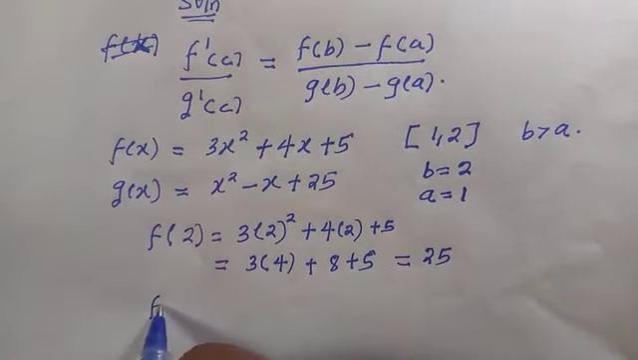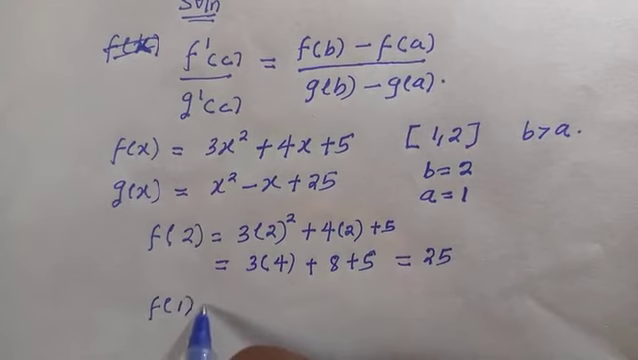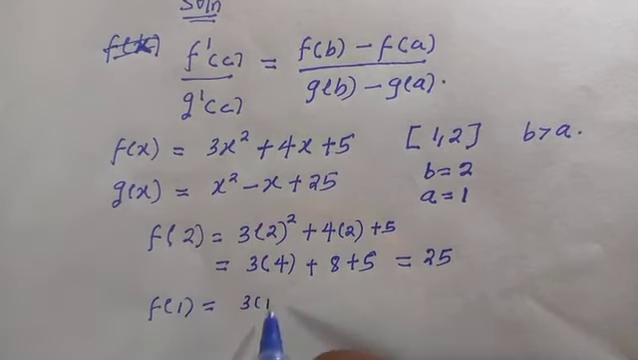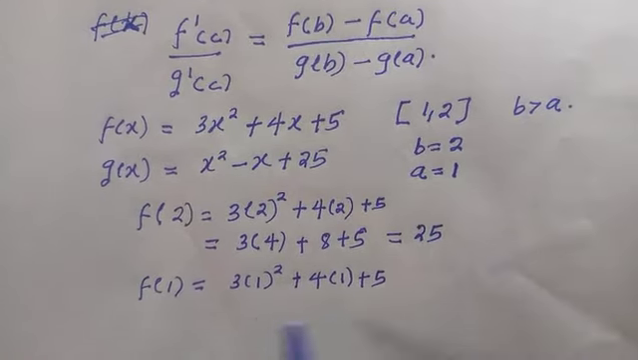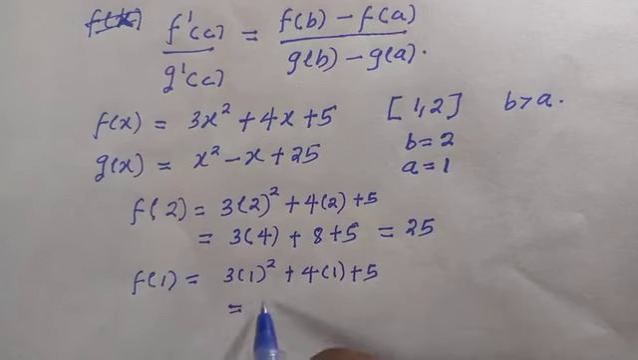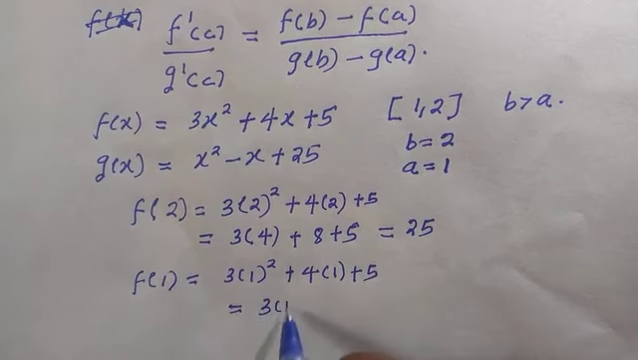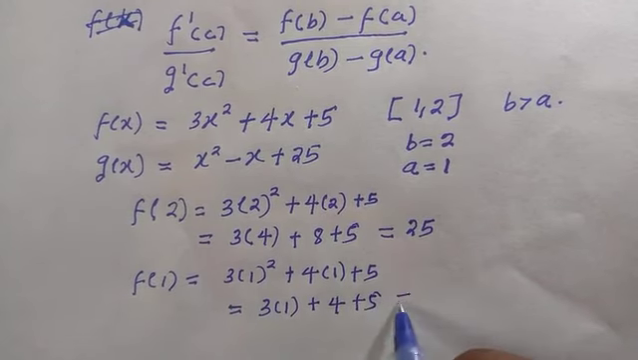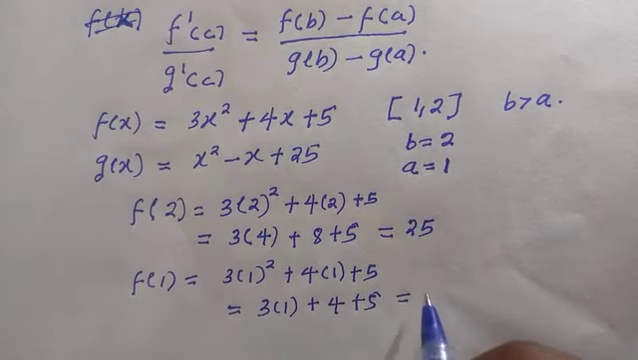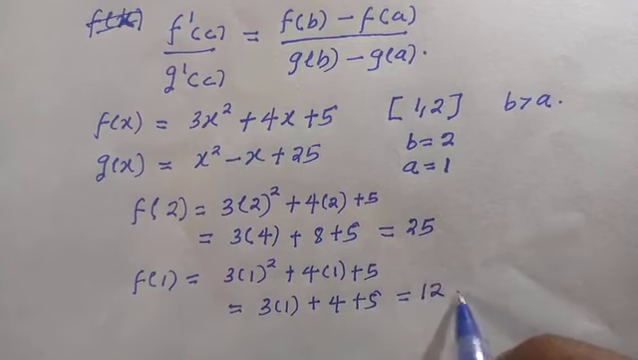Similarly, we're also going to find f of a, that is f of 1. We are still using the same f of x, which is 3 into bracket of 1 squared plus 4 into bracket of 1 plus 5. And this equals 3 multiplied by 1, plus 4 plus 5. And everything here becomes 12.